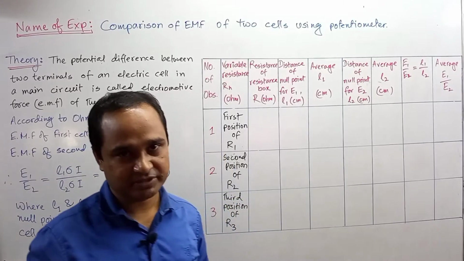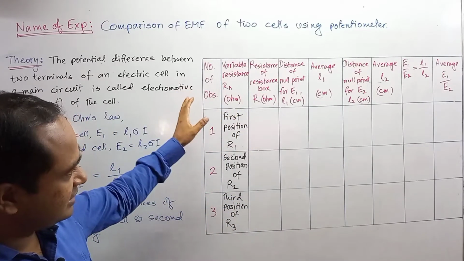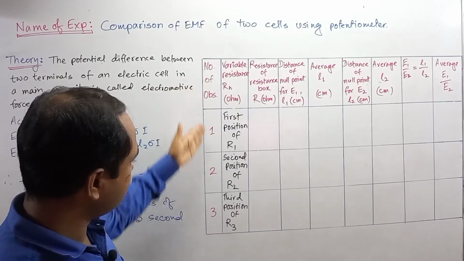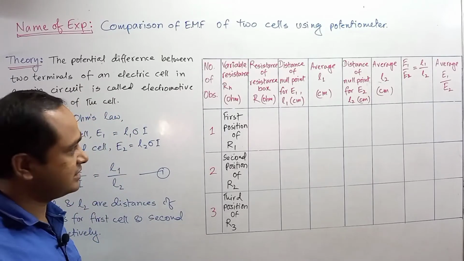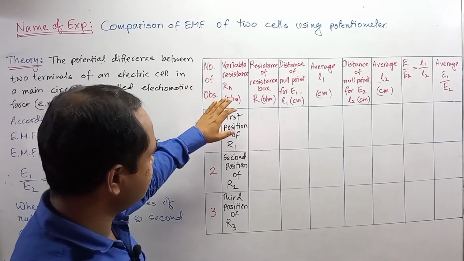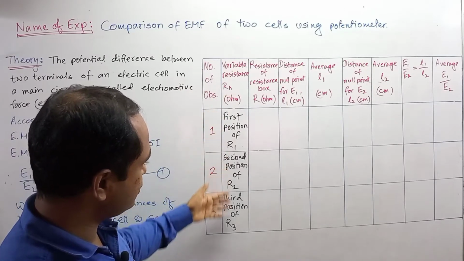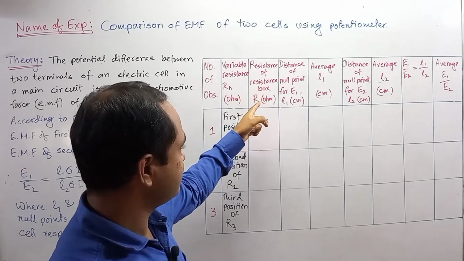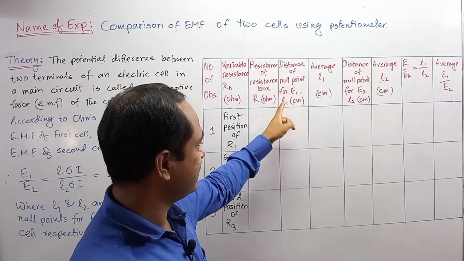perform this experiment. Okay, then we have to complete this table. In the table there are 9 columns and some rows. First, number of observation, we will take some observation for the better result. Variable resistance for the first position, second position, third position, resistance of resistance box, then distance of the null point for E1, that is L1.